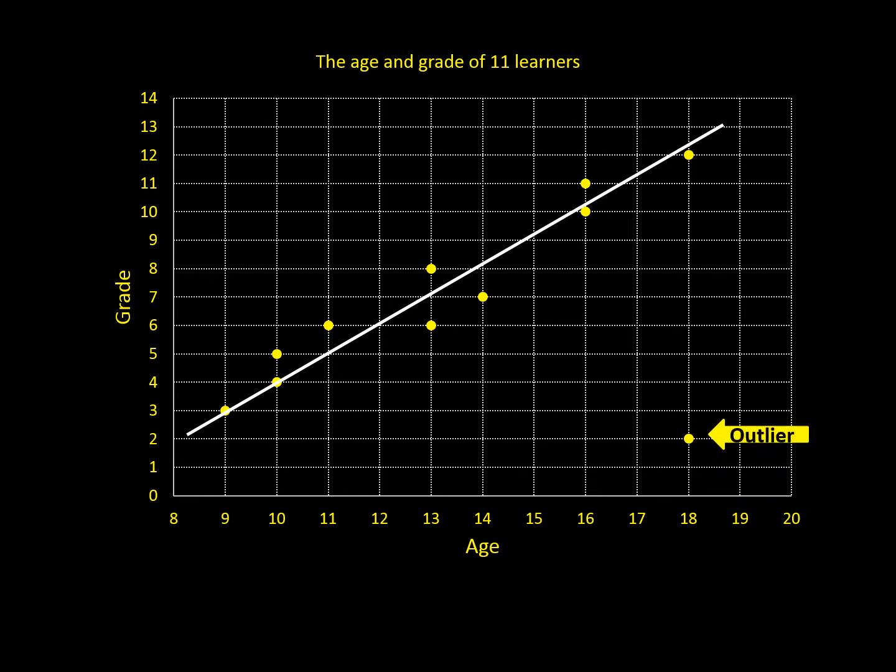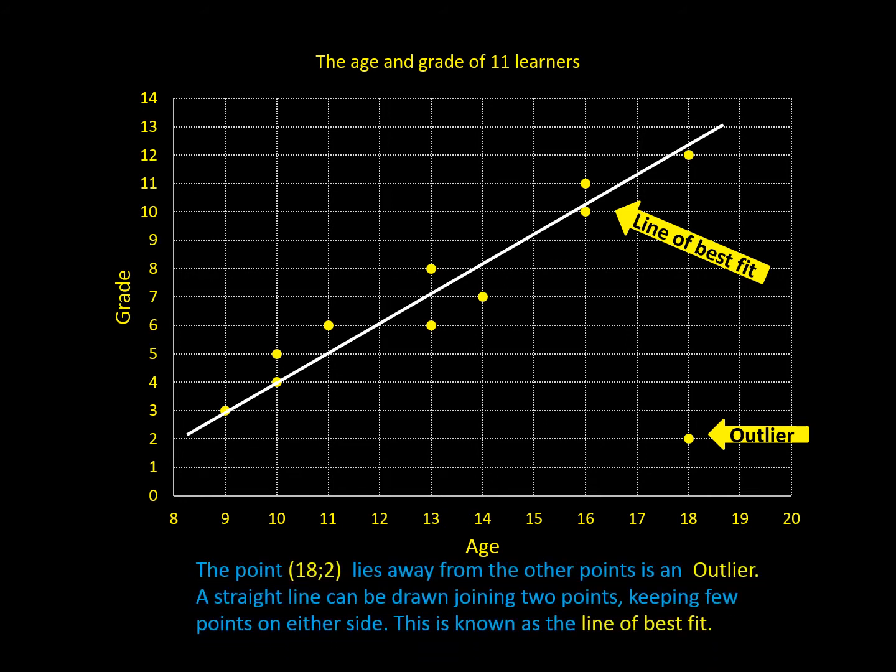And look at that point with coordinates 18 and 2. That is an outlier. It is away from the other group. So that is an outlier. And this line is called line of best fit. The point 18, 2 is an outlier. Okay, and we can draw a straight line keeping few points on either side. That's line of best fit.